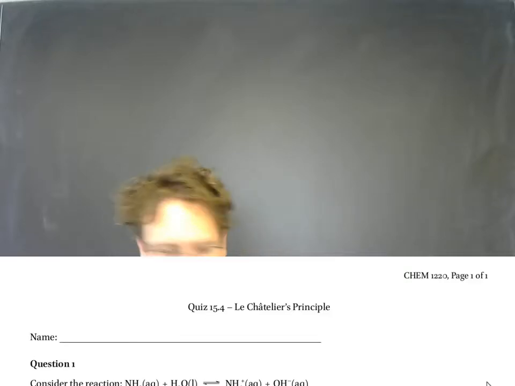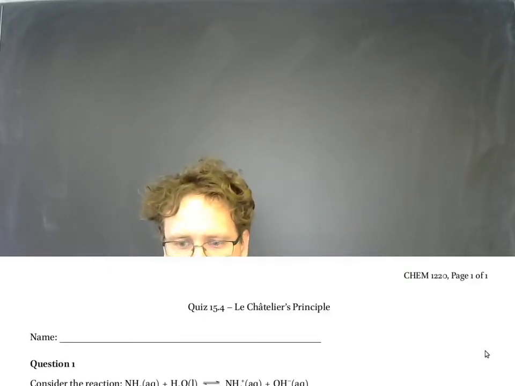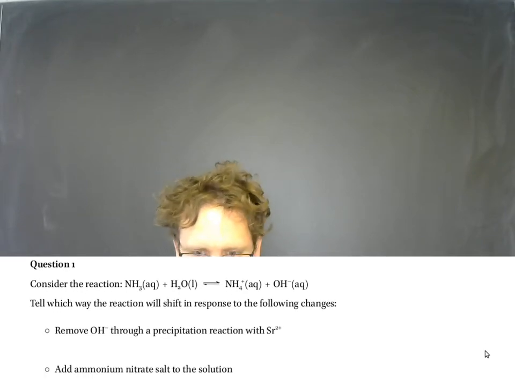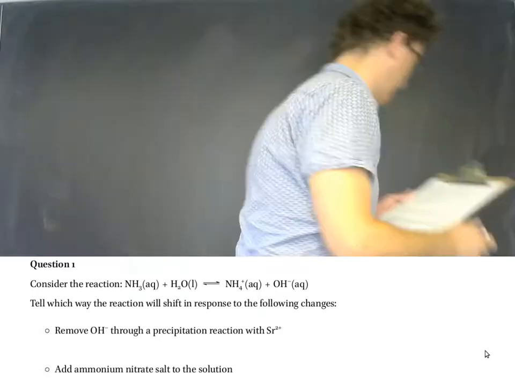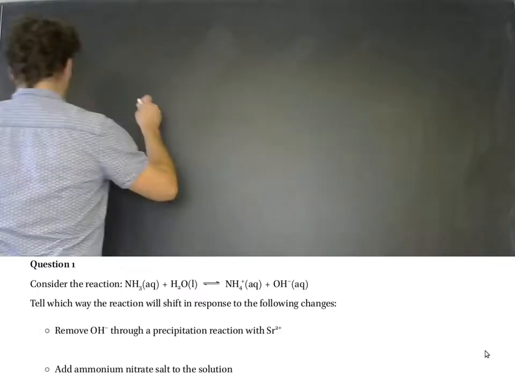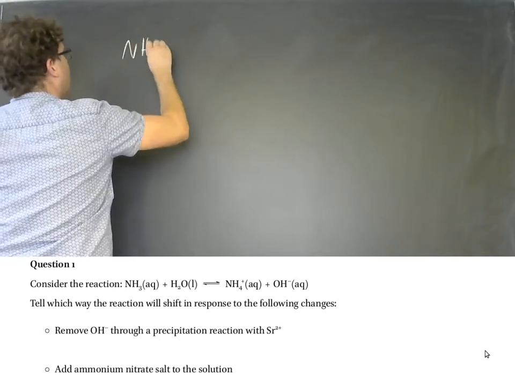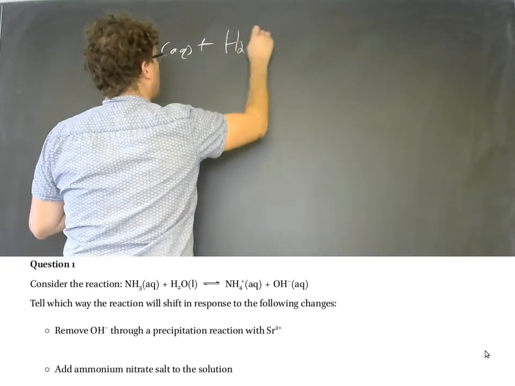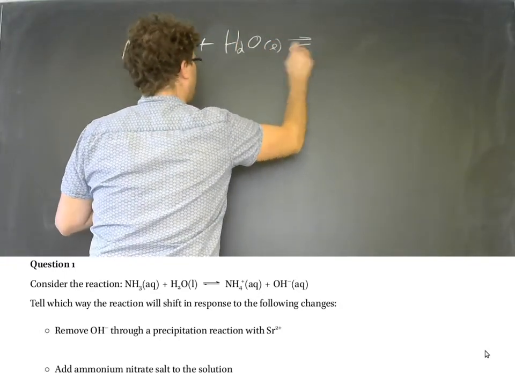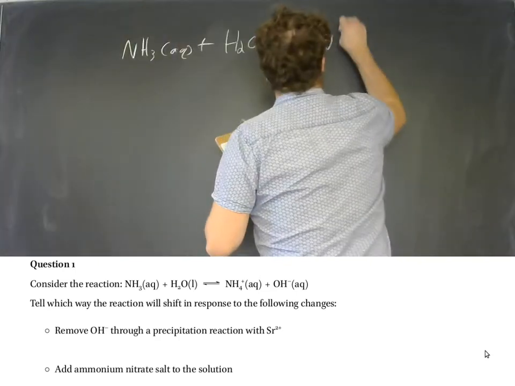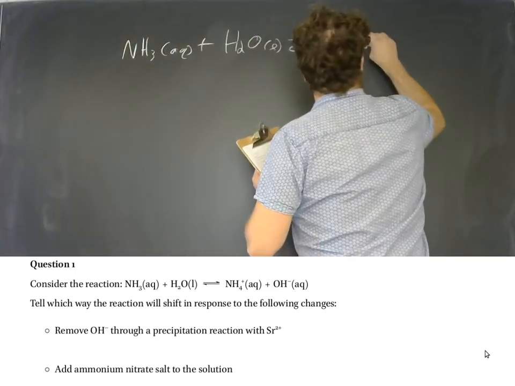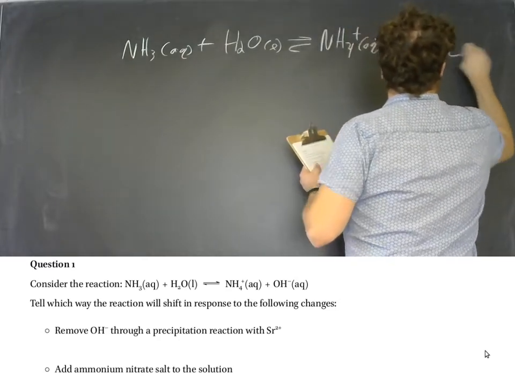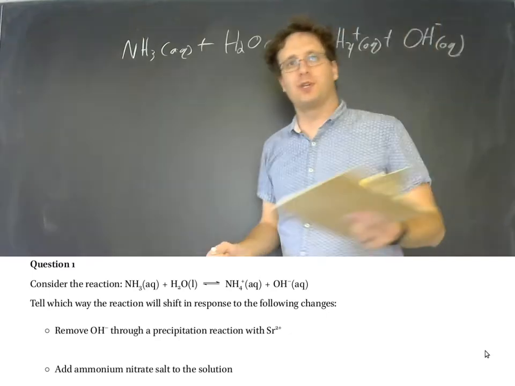Okay, quiz 15.4 is on Le Chatelier's principle. Question 1 is going to concern this reaction: NH3 aqueous plus H2O liquid will be in equilibrium with NH4 plus aqueous plus OH minus aqueous. Of course, that's the weak base reaction of ammonia with water.